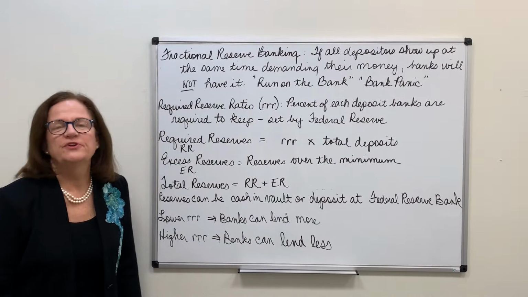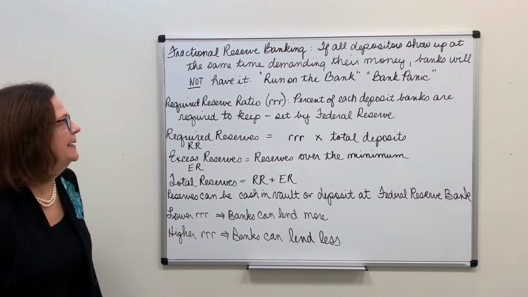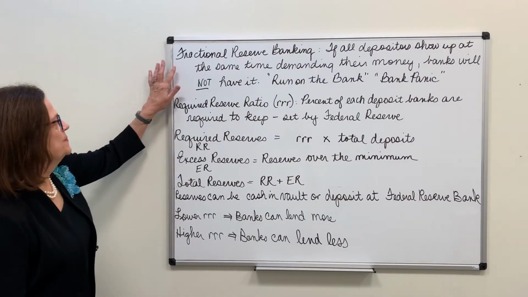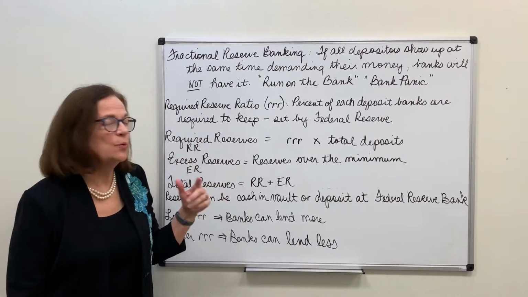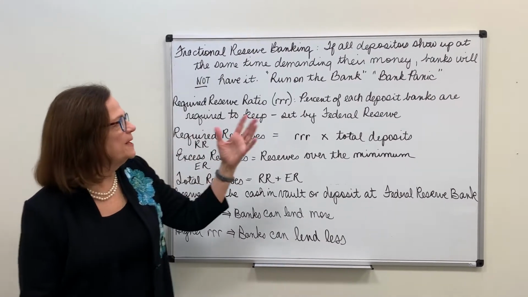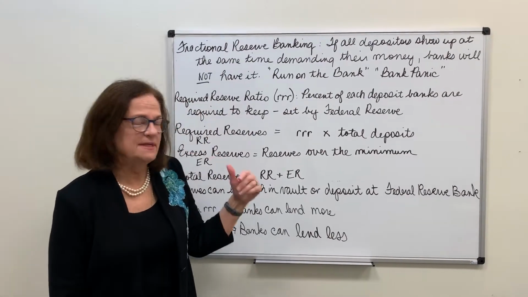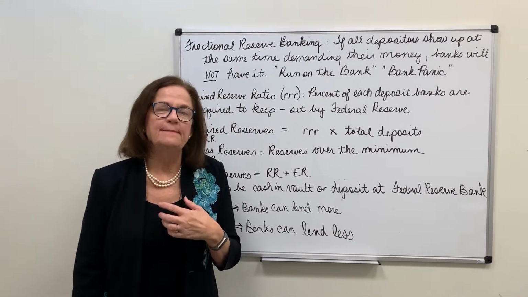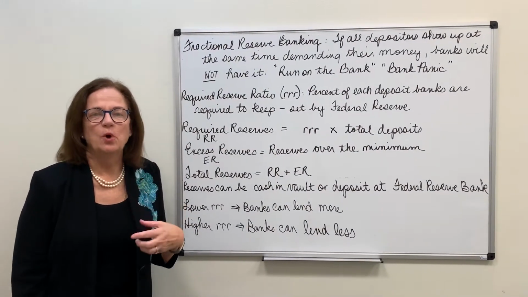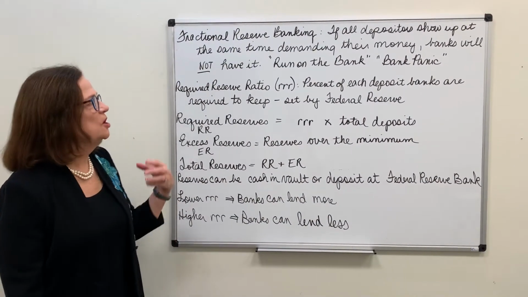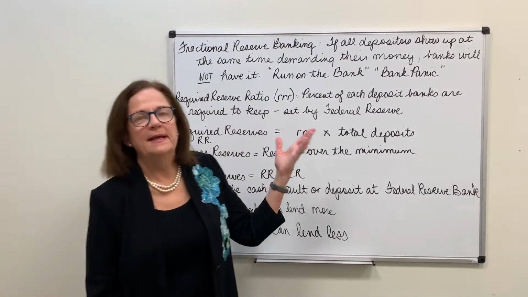You need to understand fractional reserve banking. Because banks keep only a fraction of every deposit on hand, what that means is if all the depositors show up at the bank at the same time demanding their money back, that's not going to happen. Banks simply won't have it. This is called either a run on the bank or a bank panic.